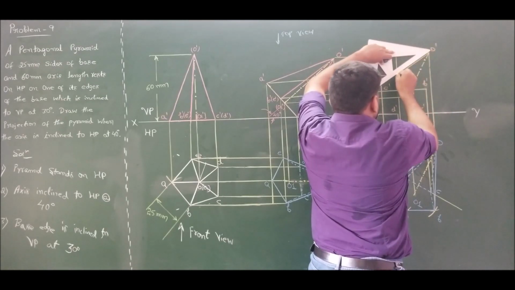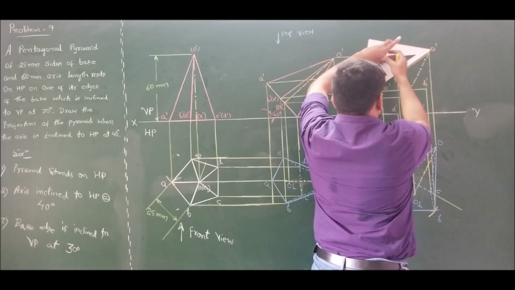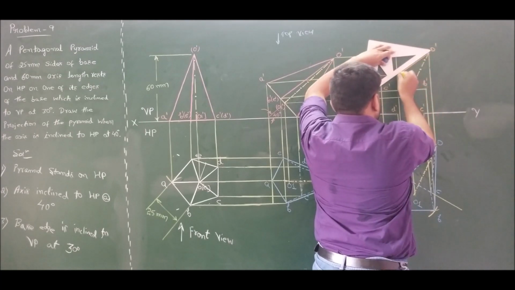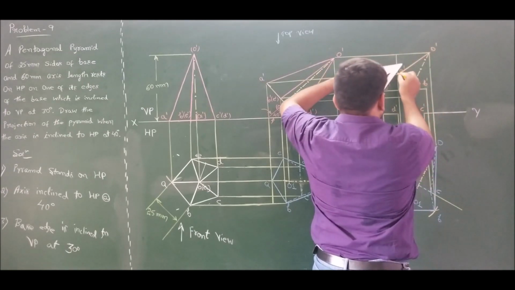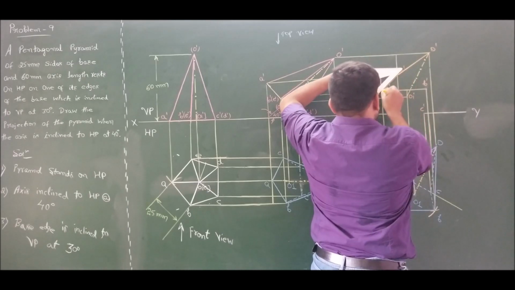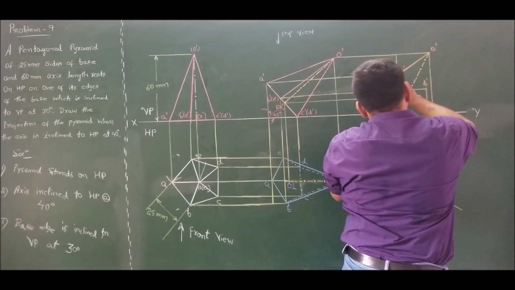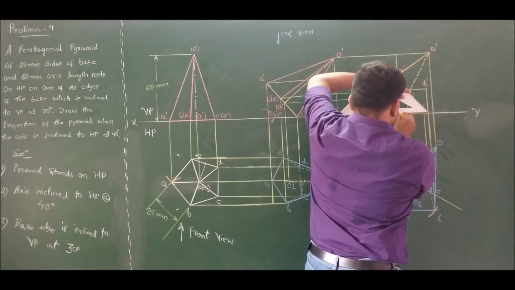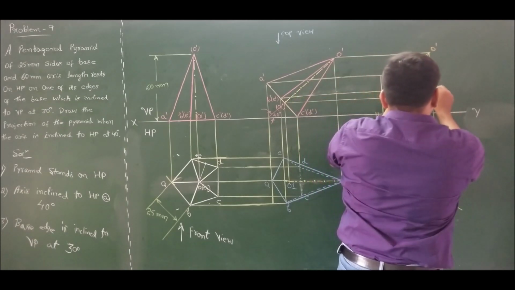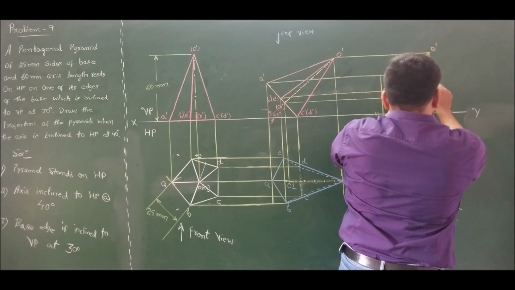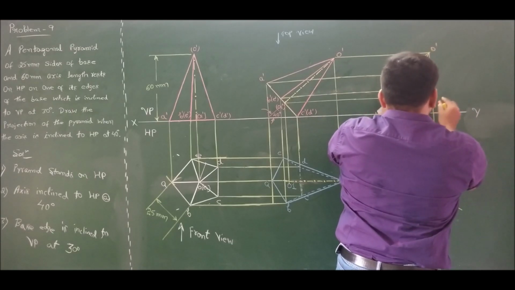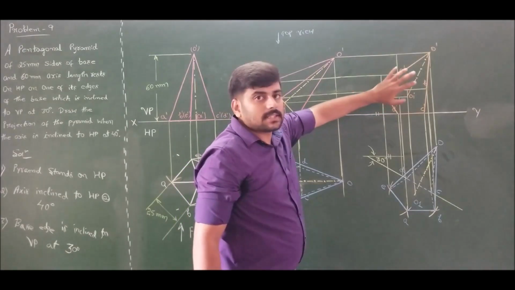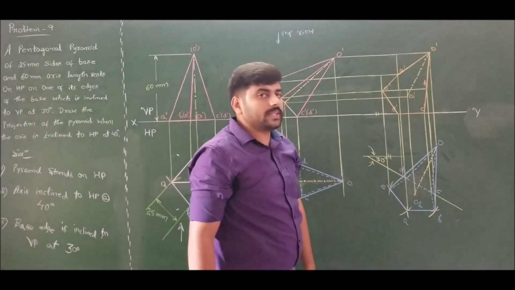The boundary will be O to A, A to E, E to D, D to C, and C to B, finally B to O. This completes the boundary marking of the pyramid.